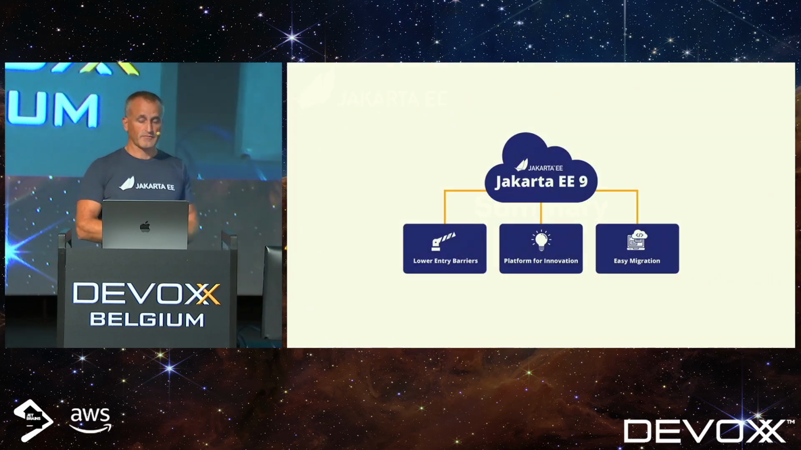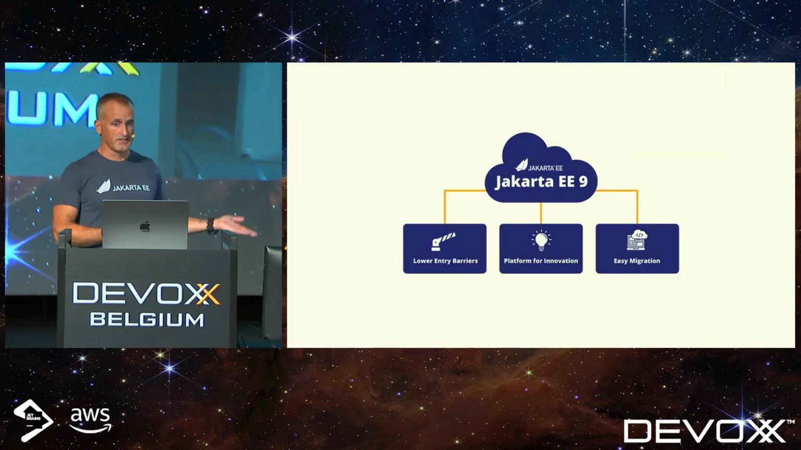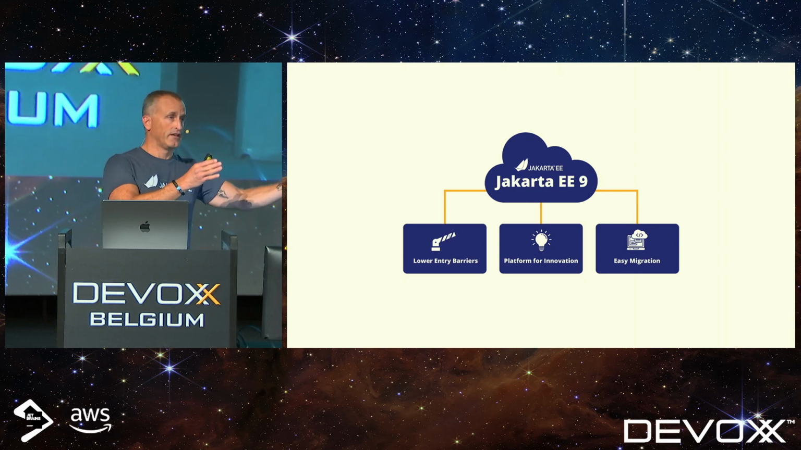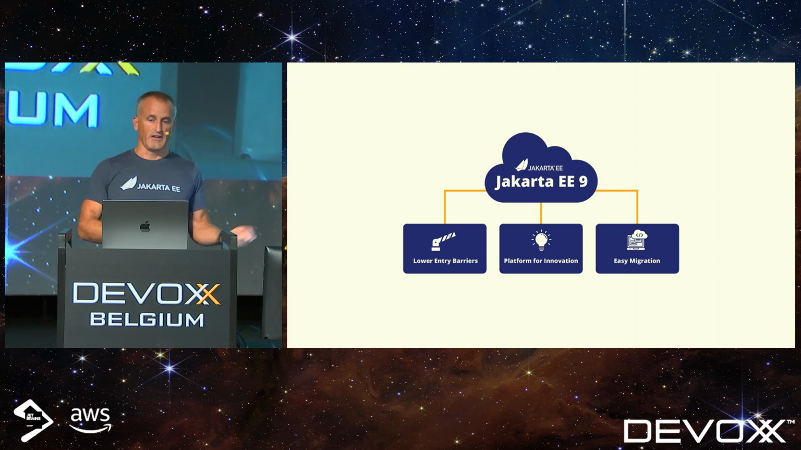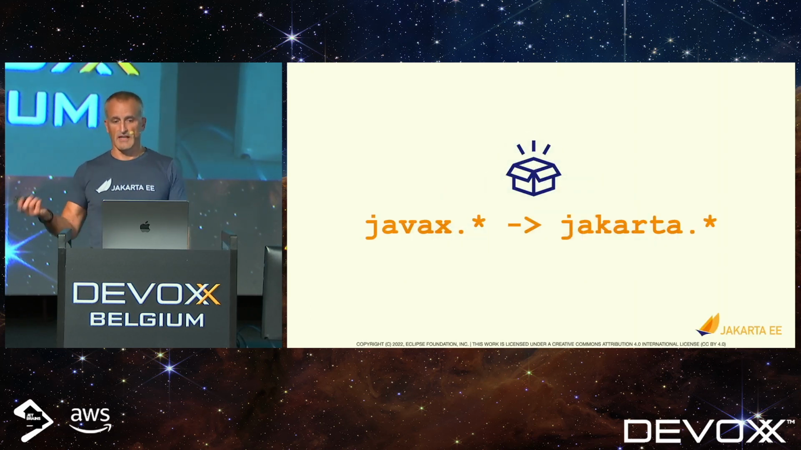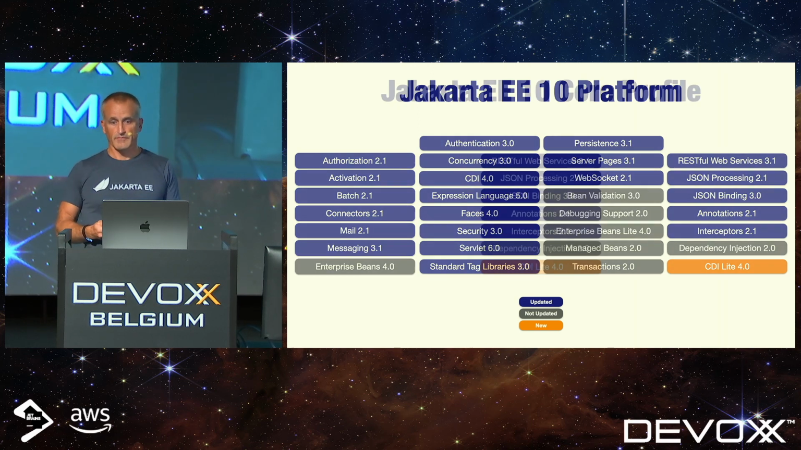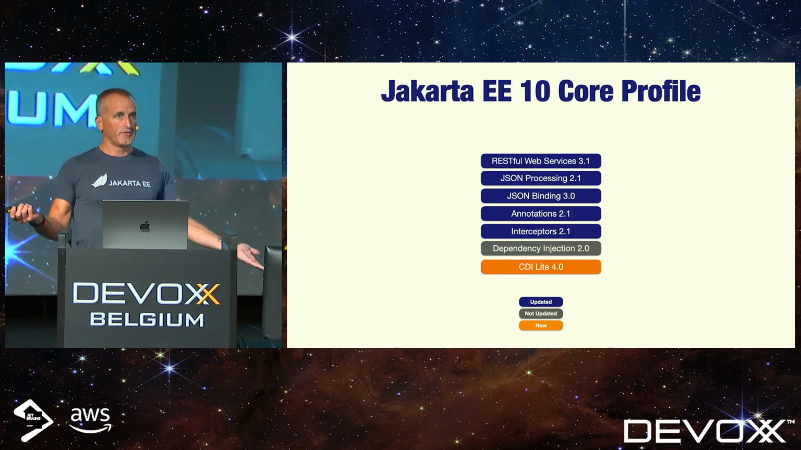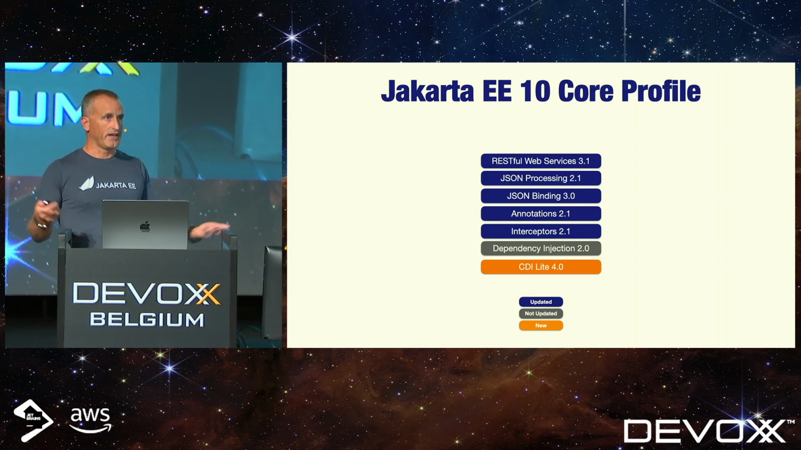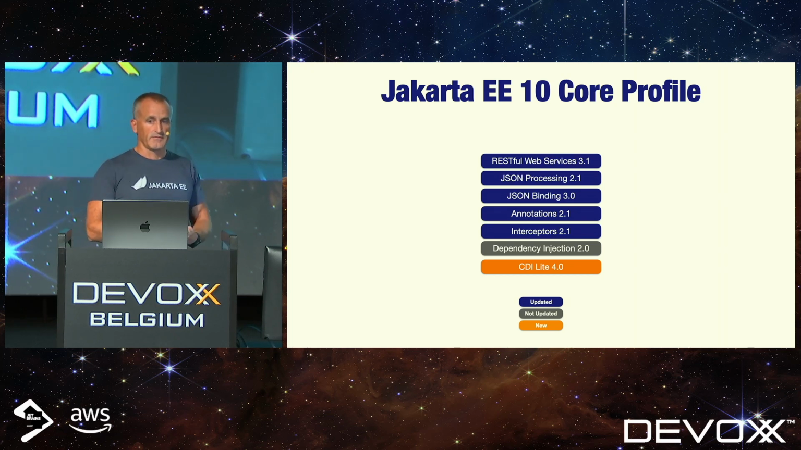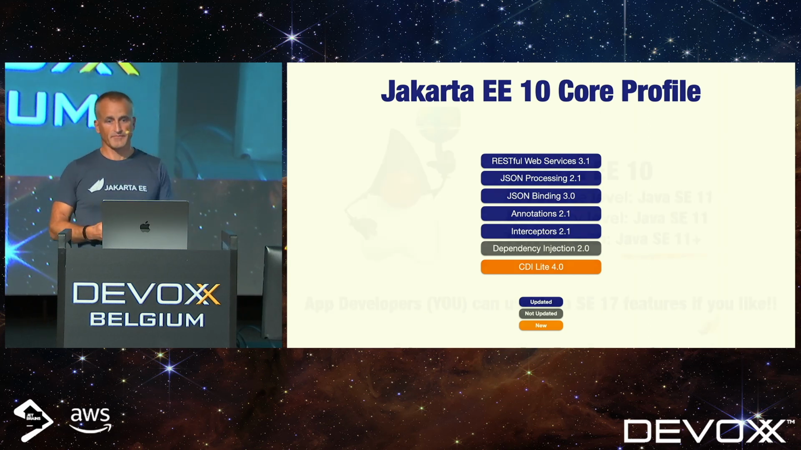To sum up, Jakarta EE 9 lowered the entry barriers. It's a platform for innovation, which 10 shows it is, and the migration path with the Jakarta namespace is fairly easy. The namespace was the big thing of 9. For 10, we have a lot of changes. It shows that Jakarta EE is really moving forward. All of these blue specifications got updates. We introduced a new Core Profile to enable smaller clients to compile to native, and we are looking forward to seeing how the uptake of this specification will be.